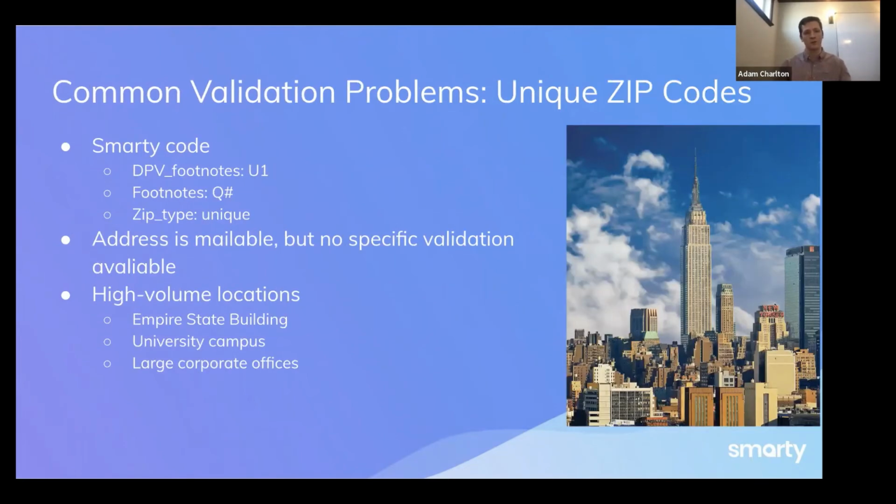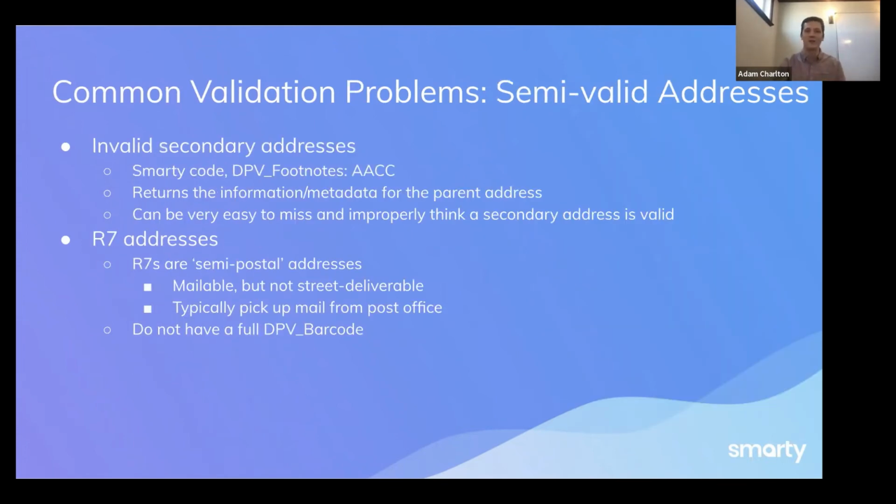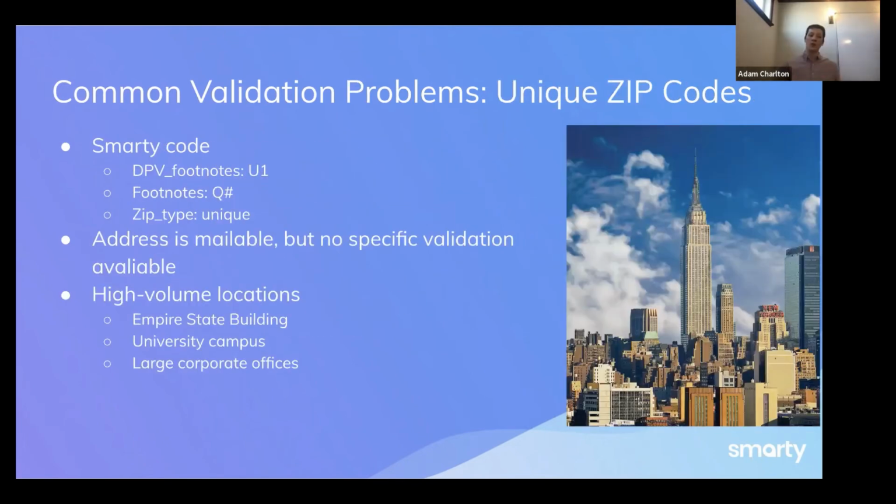I've picked out three particular validation problems that I'm going to cover. We're going to go over unique zip codes, semi-valid addresses, and non-postals. With unique zip codes, this is an area where a lot of people who are checking to make sure if addresses are real or not run into issues.